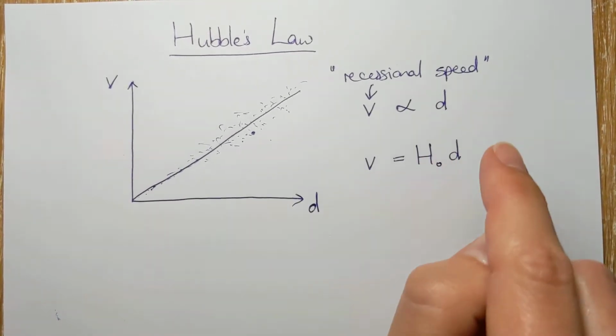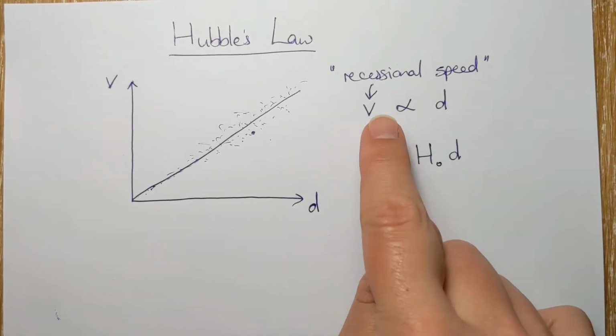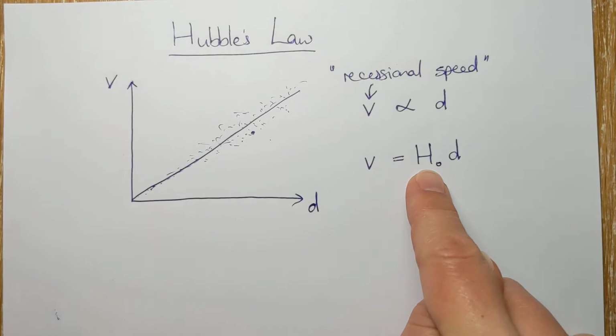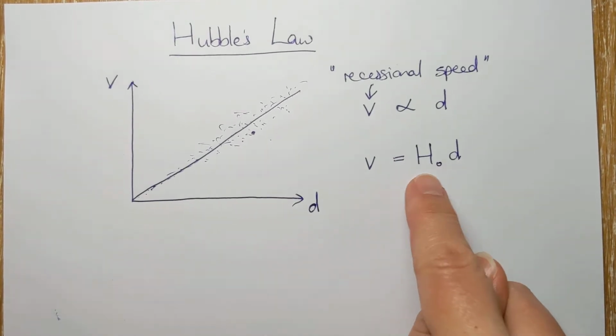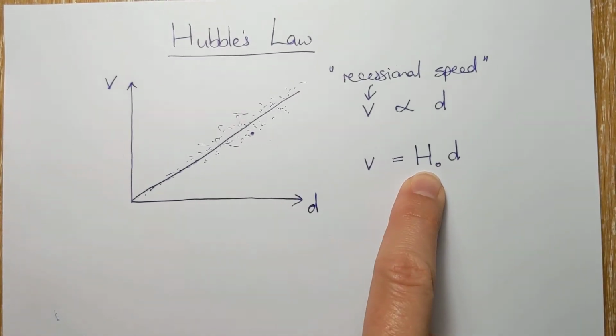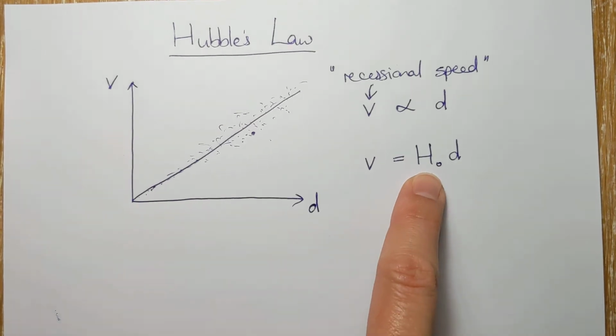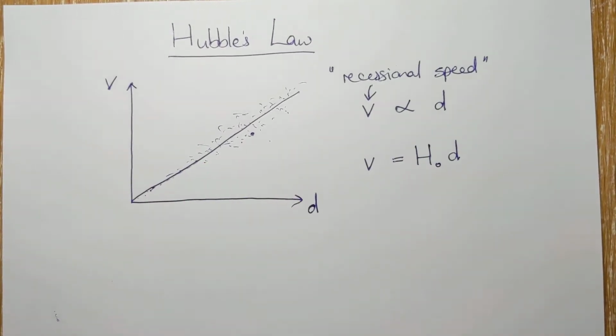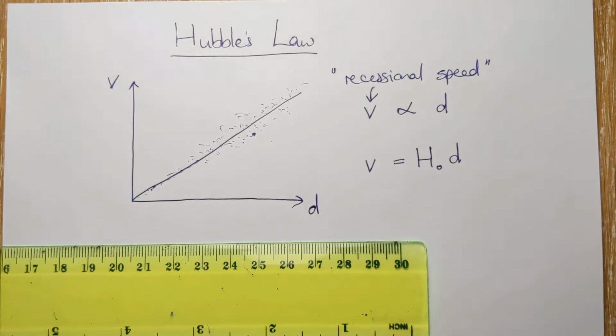Now, before we think about what that means, let's just note that if something is directly proportional to something else, then it's equal to a constant times something else. And in this case, that constant is called the Hubble constant. That's the Hubble constant there, and that's obviously the gradient of this graph. Okay, but what does it mean if all the distant galaxies are moving away from Earth, and if they're twice as far away, they're moving away twice as quickly?